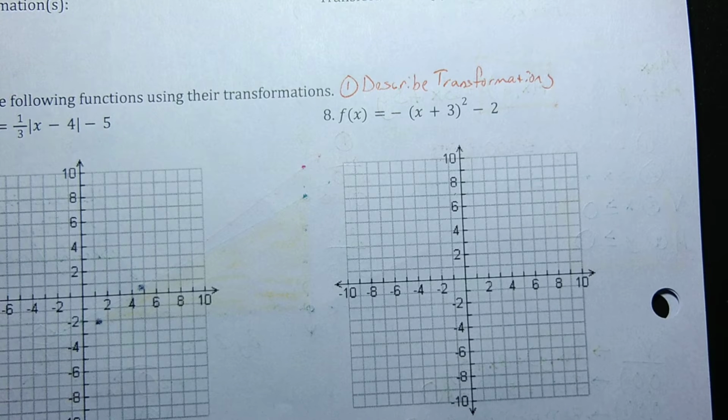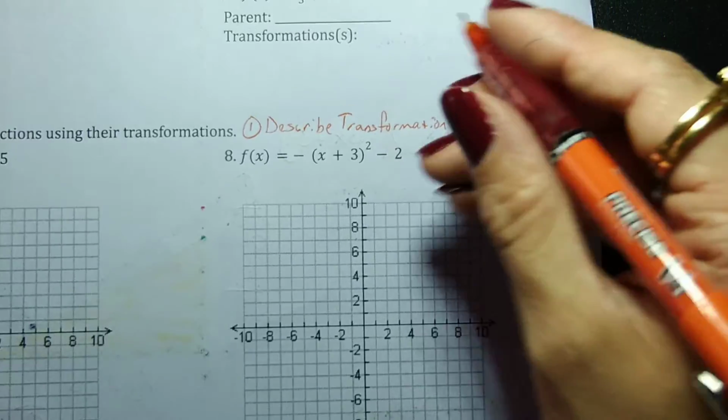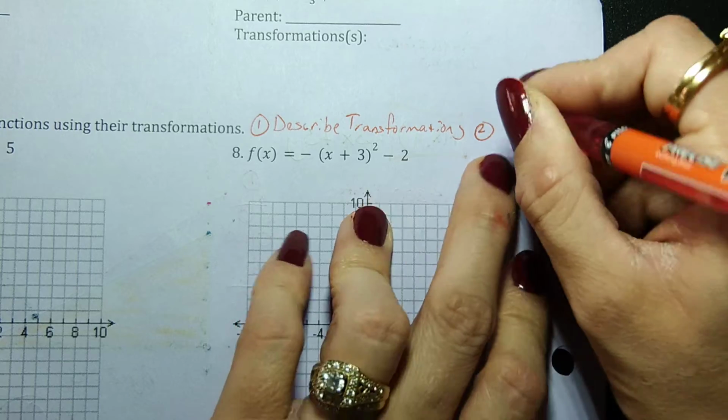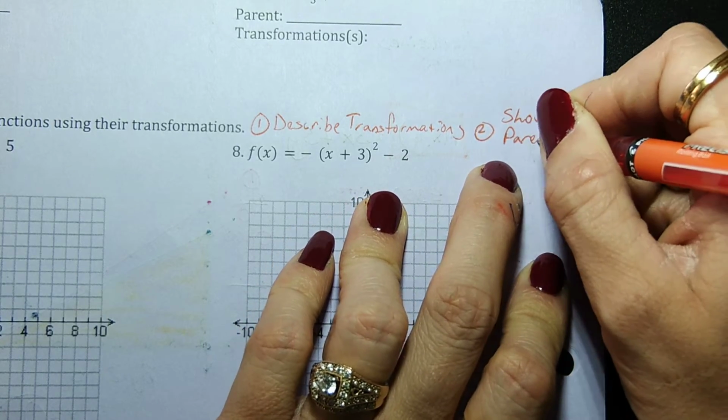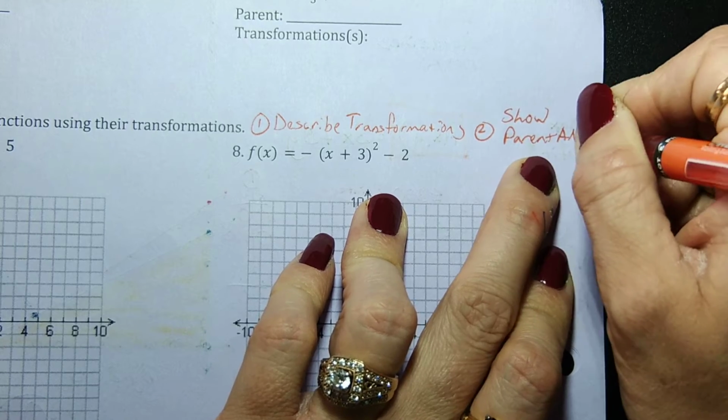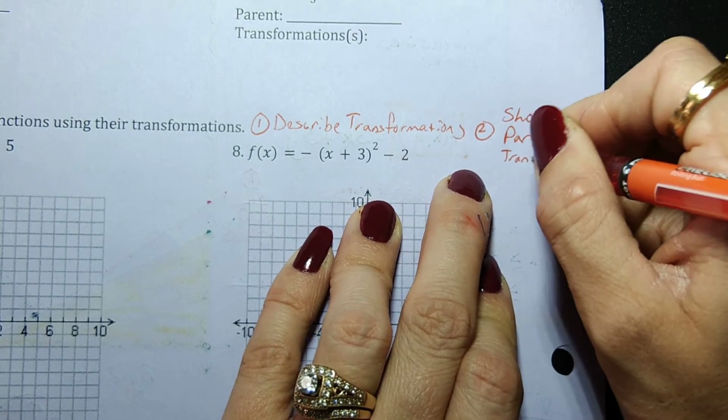This is going to be important for partial credit. Did you find all the transformations? Did you describe them correctly? Because that's going to be part of showing mastery on this content. Step number 2 is you must show both the parent and the transform table.